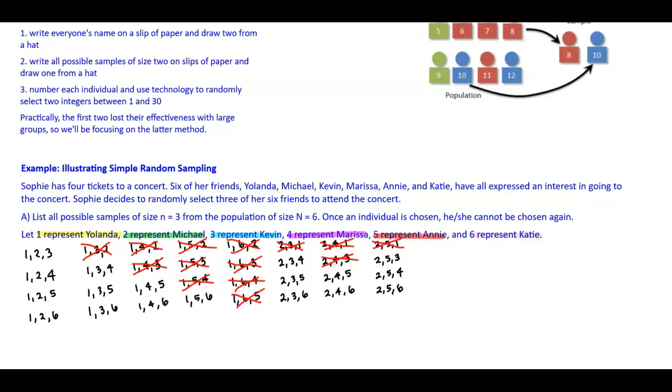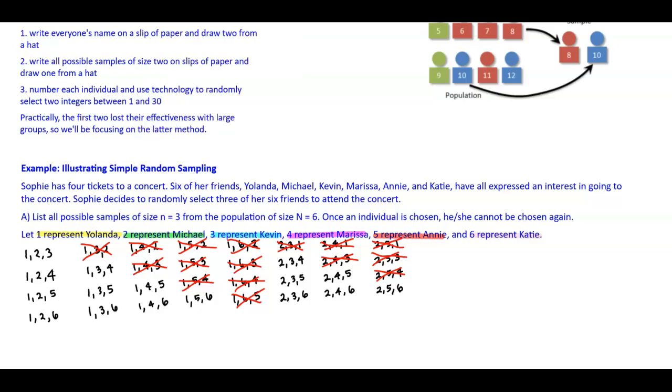Okay, 2, 5, 3 is in the sixth column here, so we're not going to use that one. 2, 5, 4 is in the previous column. And so we have 2, 5, 6.